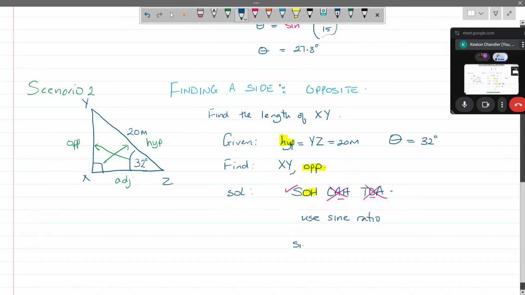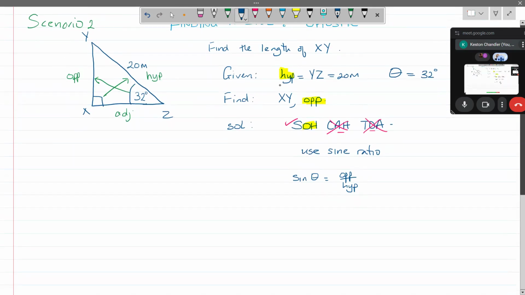You put your formula. Sine theta is equal to opposite over hypotenuse. Then you start to plug in values now. So sine, you have the angle is 32 degrees. The opposite is what you're trying to find. That's the side XY. And the hypotenuse is 20. Now to work this out, it means that you are going to move to find XY.